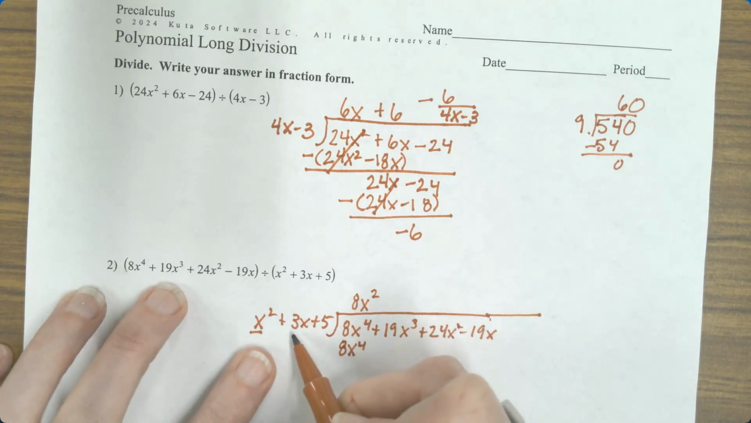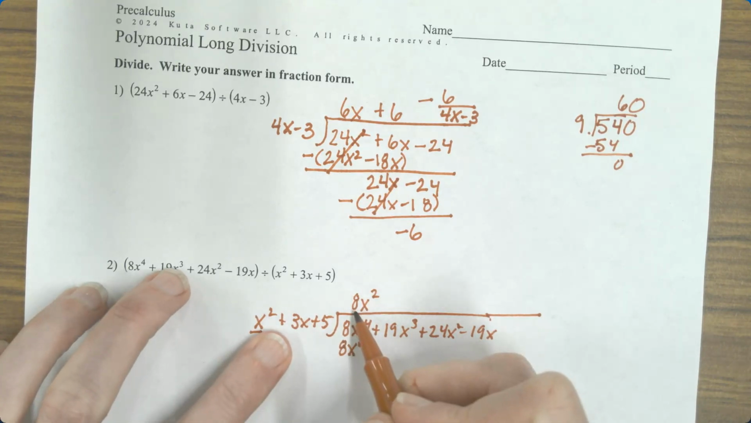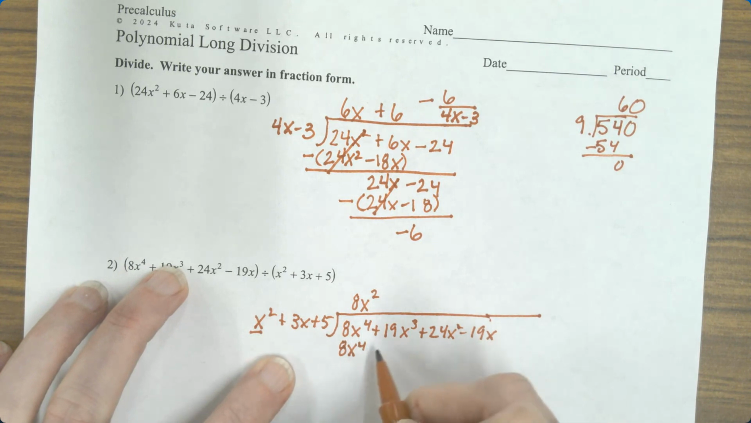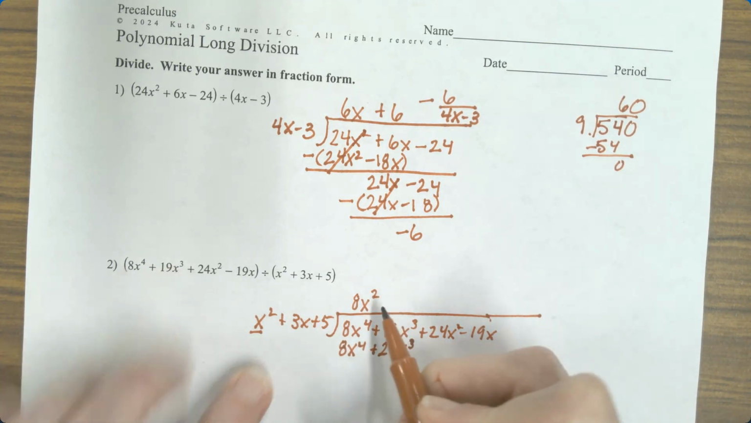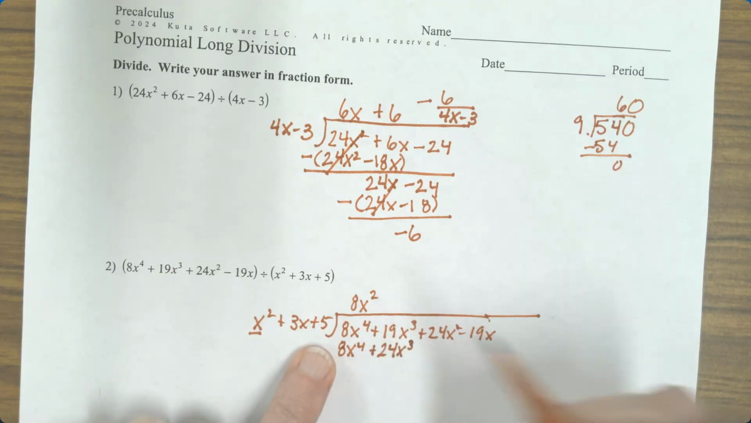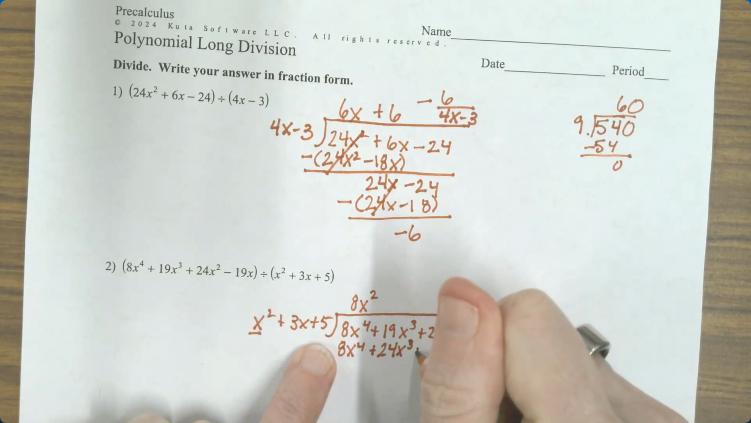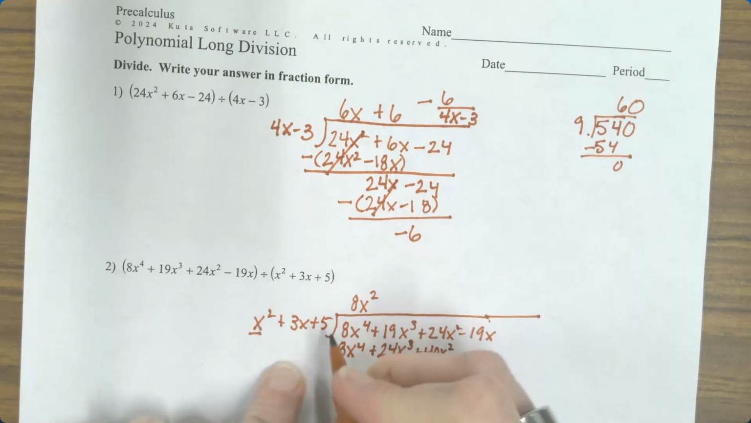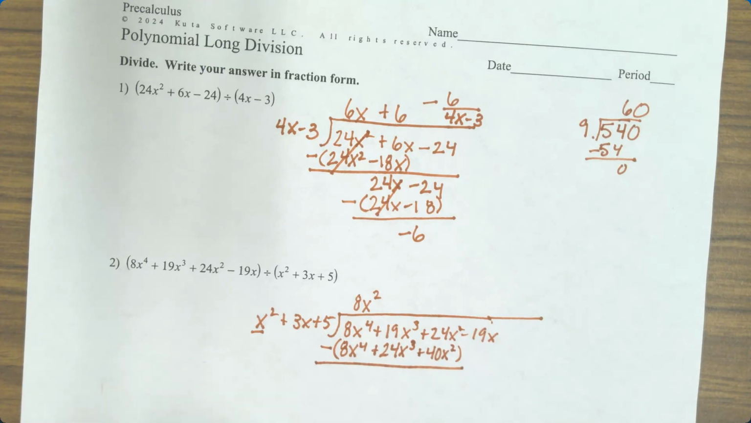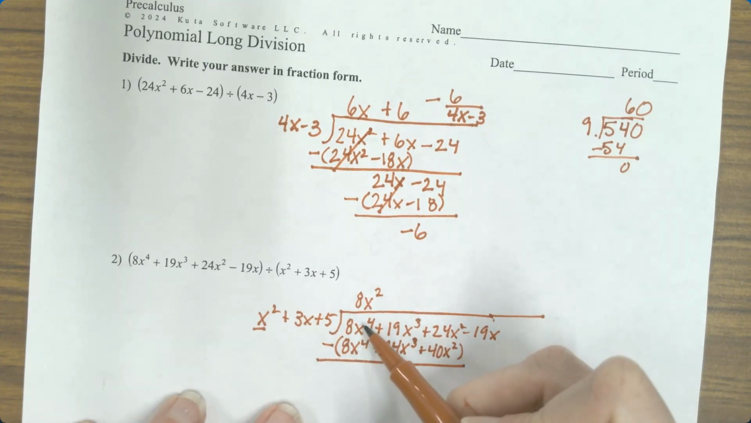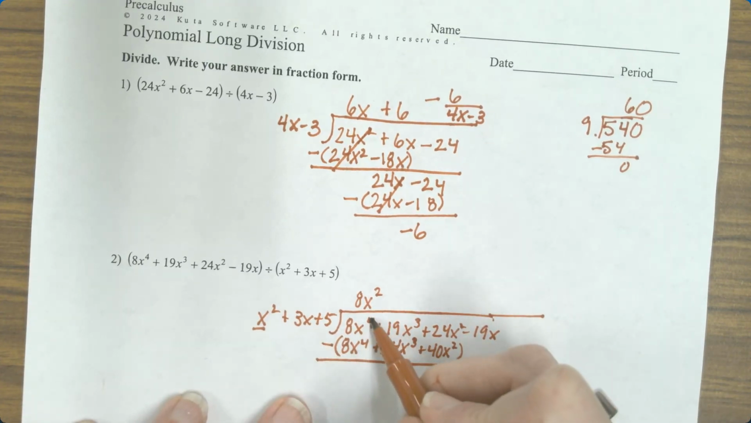So 8x squared times 3x is going to give me 24x cubed. I'm going to line that up with my x cubed term. 8x squared times 5 is 40x squared. I'm going to line that up with my x squared term. And again, we're going to subtract that entire polynomial.